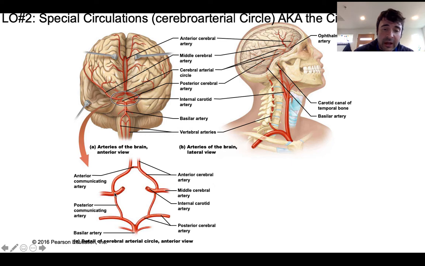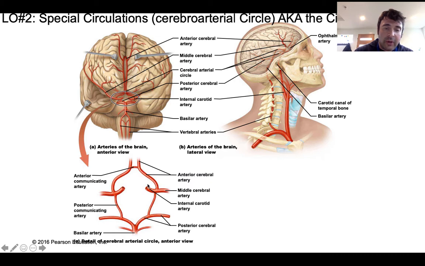Here we have the internal carotid. The internal carotid will eventually branch to form the middle cerebral arteries, which will feed different cerebral structures in the middle portions, like the temporal and the parietal lobes.